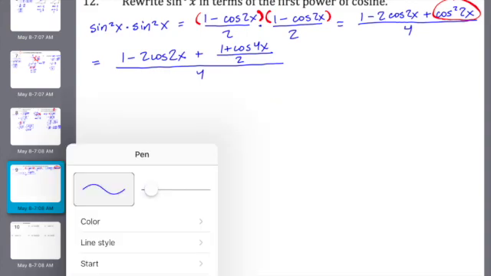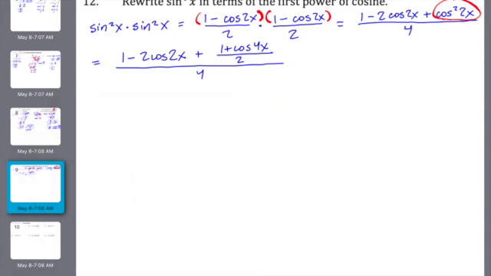And now we just have to simplify this. Since everything has the first power of cosine, from here it's just simplifying. So first, 1 divided by 4 is a fourth. 2 cosine 2x divided by 4 is actually a minus 1/2 cosine of 2x. And then right here, 1 divided by 2 divided by 4 gives you an eighth. Plus, this is 1 cosine divided by 2 divided by 4, so that's an eighth cosine of 4x.